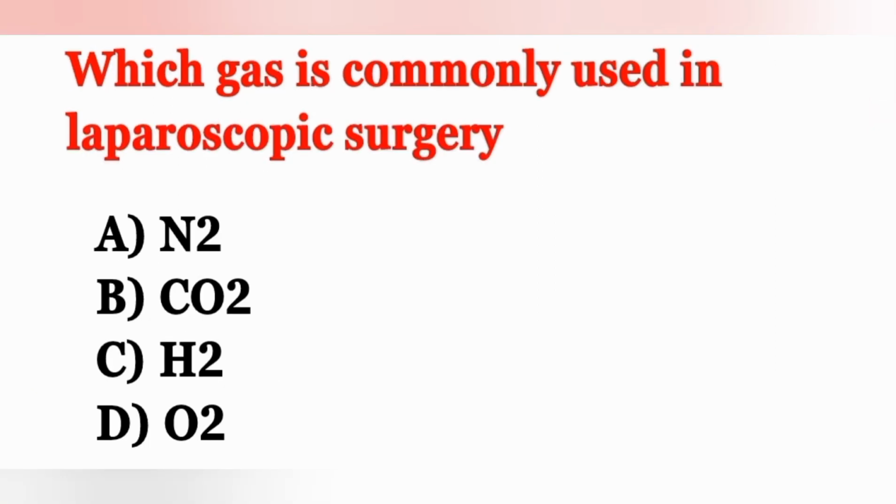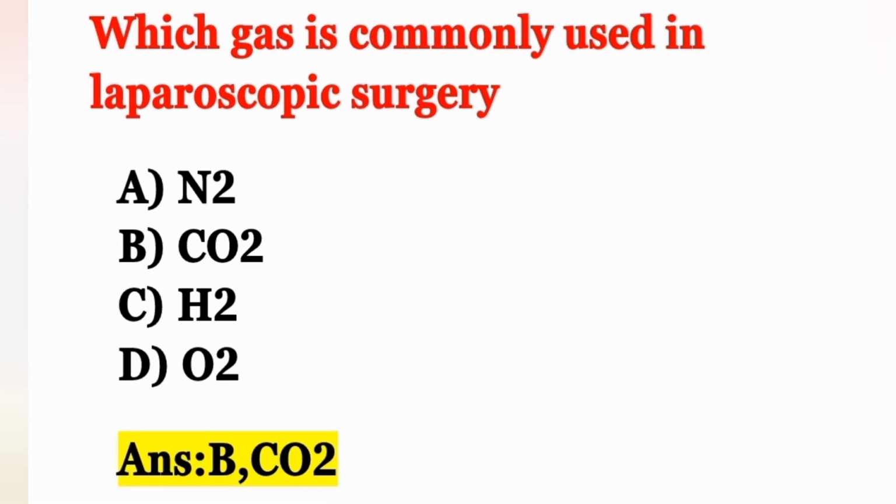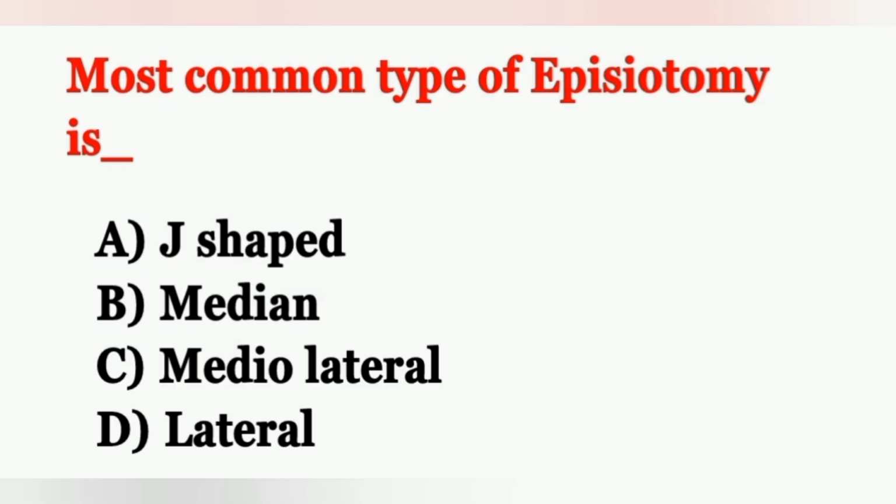Which gas is commonly used in laparoscopic surgery? Options: option A, nitrogen, option B, carbon dioxide, option C, hydrogen, option D, oxygen. The gas commonly used in laparoscopic surgery is carbon dioxide. Option B is the correct answer. Move on to the next question.